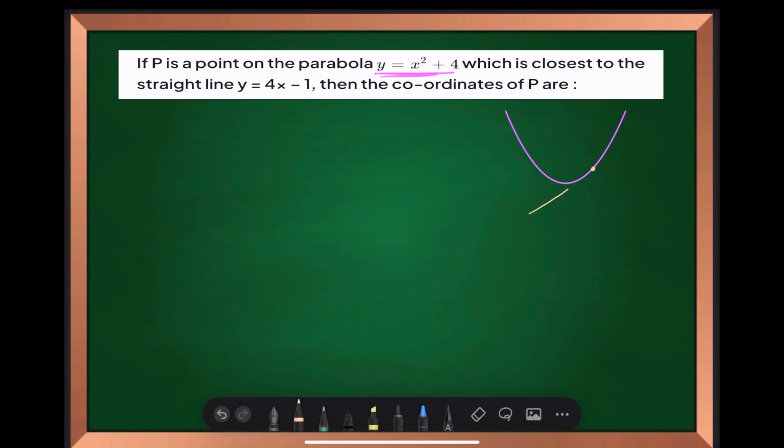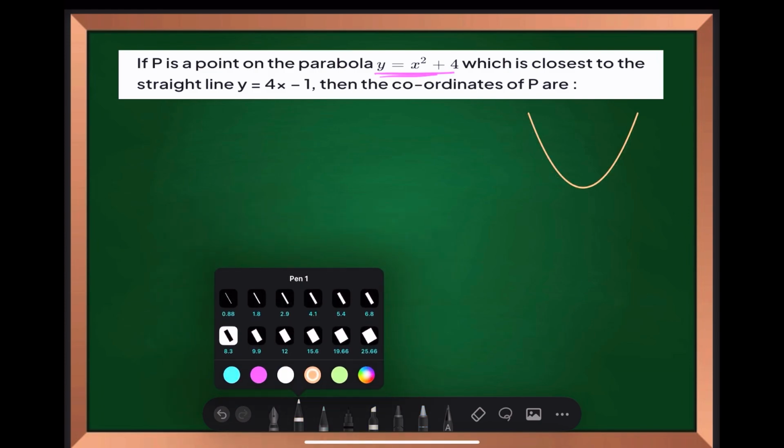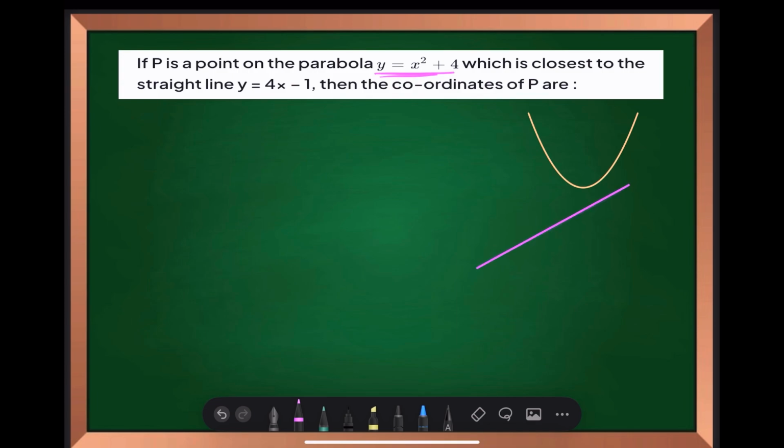Okay, so let's draw that point. Suppose this is the point. It looks ugly, but I'll draw again. Okay, so this is the point. We have a point on the parabola, this.